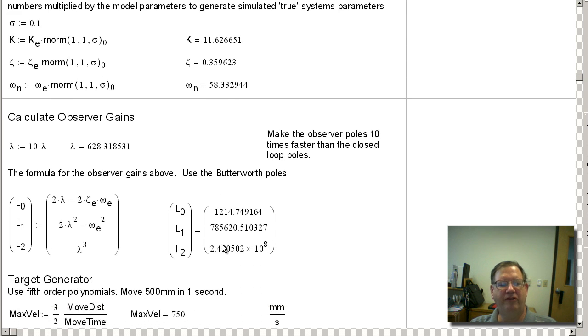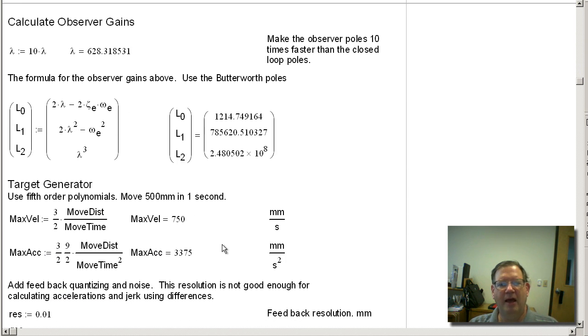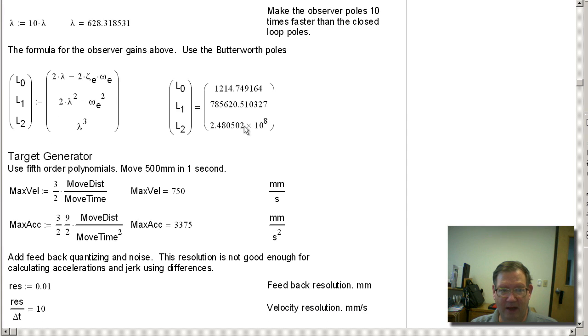Now what I want to do is calculate observer gains. Now I'm going to switch lambda. Now it is going to be the observer poles. And what we're going to want to do is make the observer poles about 10 times faster than the closed loop poles. So what I did is I multiplied lambda by 10. So this is the closed loop poles for the controller, but now I'm calculating an observer pole. So I'm kind of using lambda for two different purposes here. From the equation above, I calculate the Luenberger gains to be this.